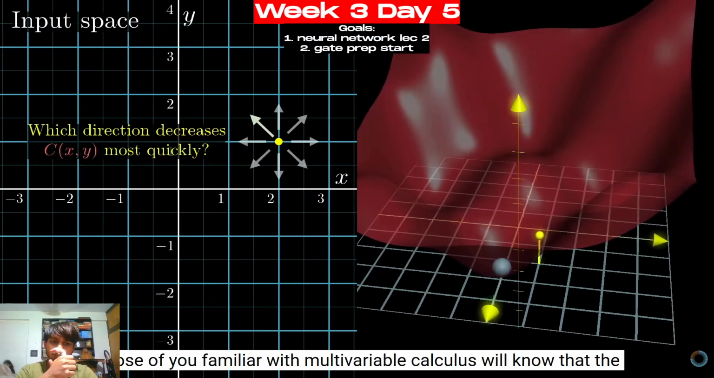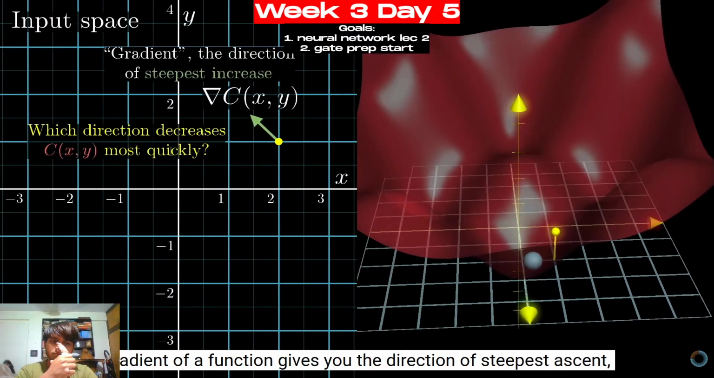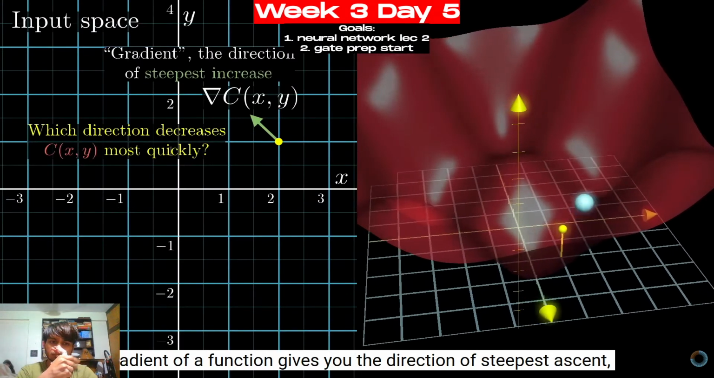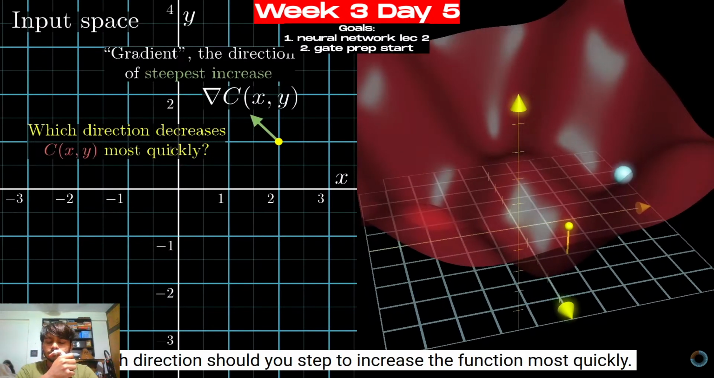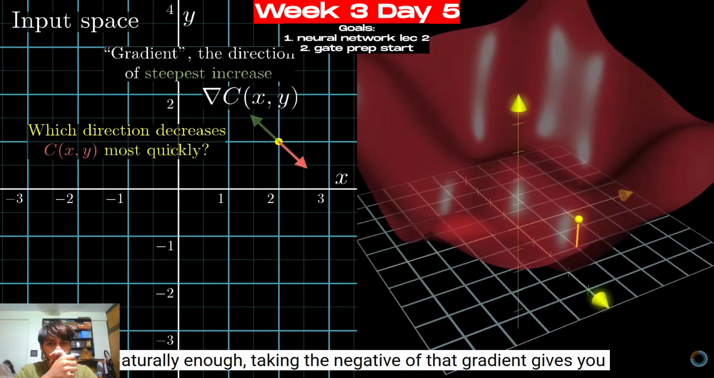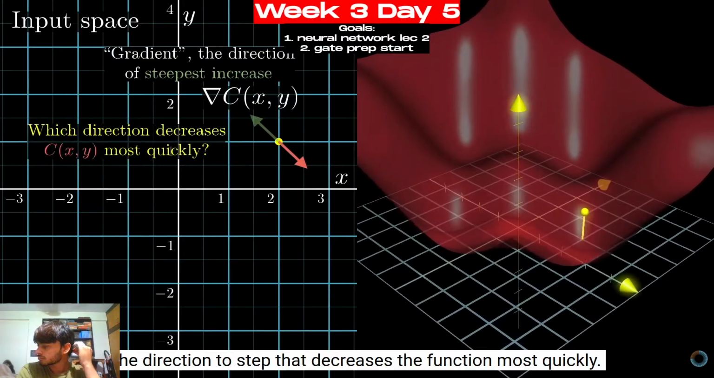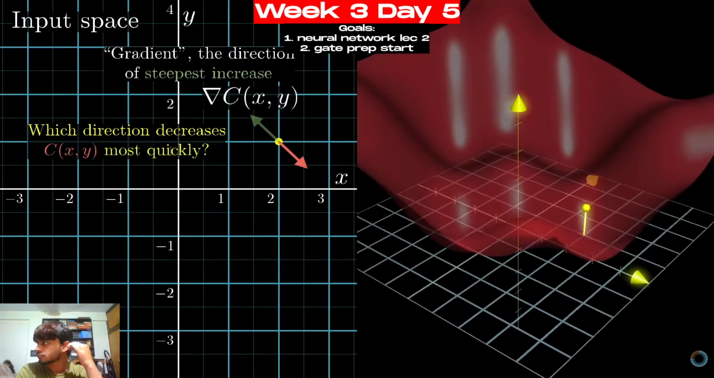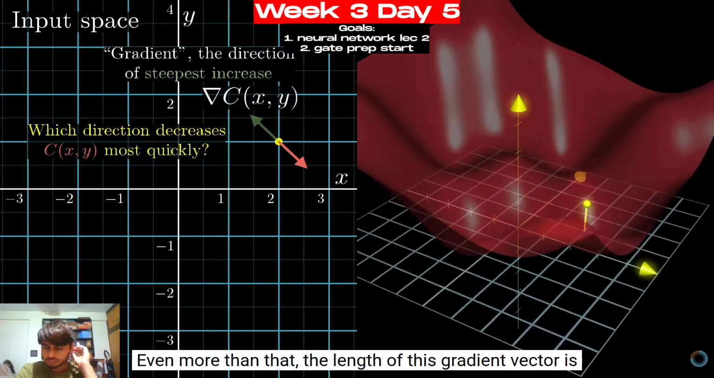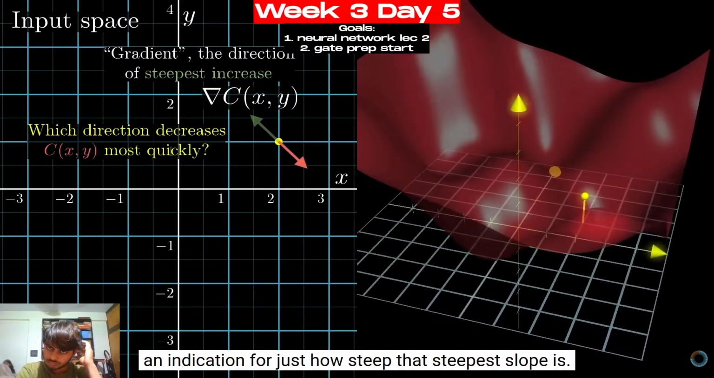Those of you familiar with multivariable calculus will know that the gradient of a function gives you the direction of steepest ascent. Basically, which direction should you step to increase the function most quickly? Naturally enough, taking the negative of that gradient gives you the direction to step that decreases the function most quickly. And even more than that, the length of this gradient vector is actually an indication for just how steep that steepest slope is.